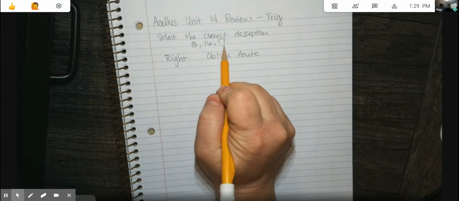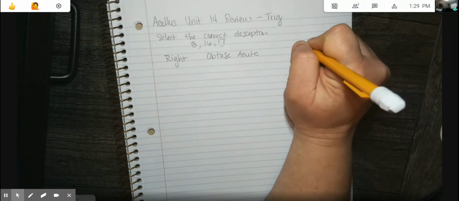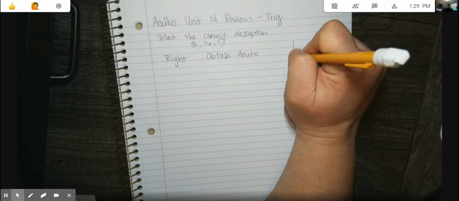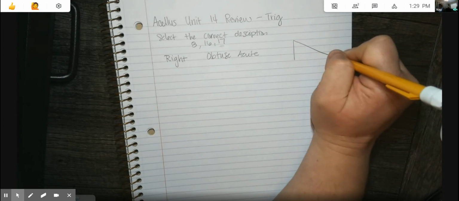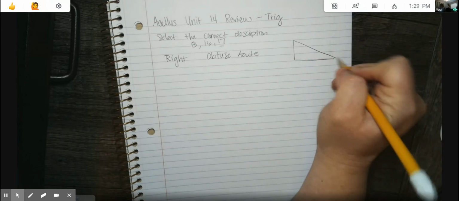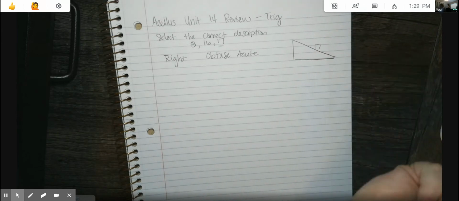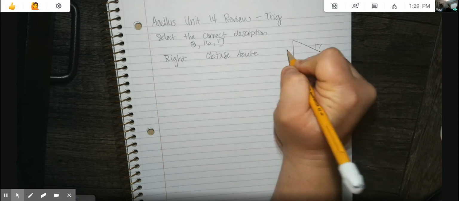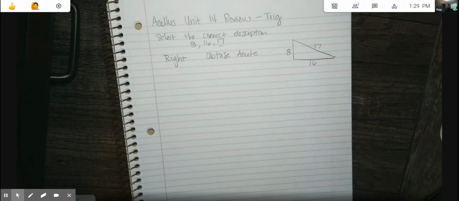For me personally, when I'm doing these problems, it helps to sketch out a little picture of the triangle. The longest side of the triangle is always going to be the hypotenuse, okay? So I'm just going to draw it under the assumption that it's actually a right triangle, because I'm trying to prove whether it is or not. So that's got to be 17, and then these sides would be 16 and 8, right? It looks a little bit more proportional that way.